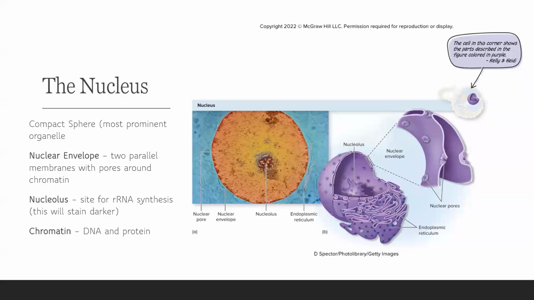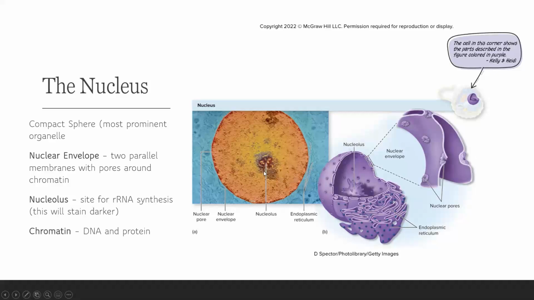Okay, so we're going to go through some of those internal structures. The first one is the nucleus. It's a compact sphere-shaped organelle. It's probably going to be the most prominent if you're looking at it on a microscope. The nucleus has a nuclear membrane. As we mentioned before, it is going to be actually two sets of membranes. So you'll see here, there's one, and then a second one connected with nuclear pores. And this allows things to go in and out as needed.